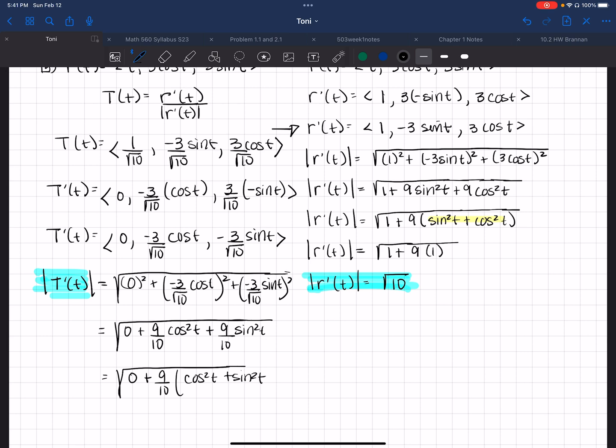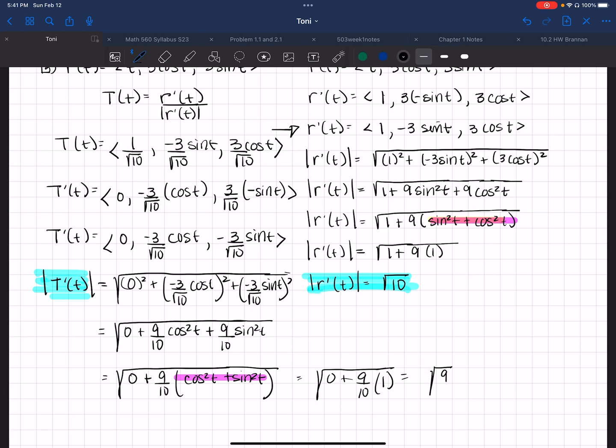And what did we say that was a while ago? Well, that's my same property that I had here. Right there. Here it is right there. Okay, it's the same. It can flip back and forth around, which gives me the square root of 0 plus 9 over 10 times 1, which gives me the square root of 9 over 10, which gives me 3 over the square root of 10.